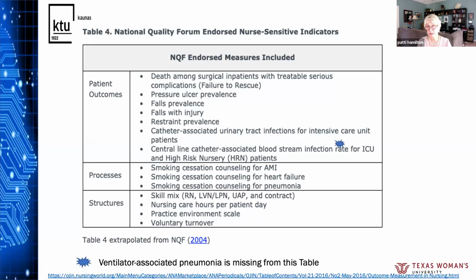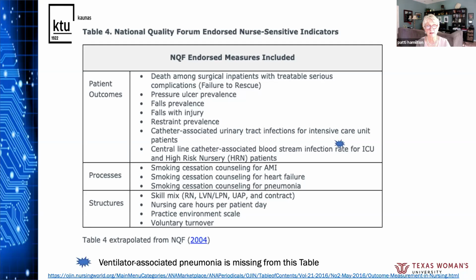Now this table came from Terry's article, but I noticed when I was going over it that she has all of them listed except ventilator-associated pneumonia. It is an NQF endorsed measure, but it was just accidentally left off this table, but you can see it here.